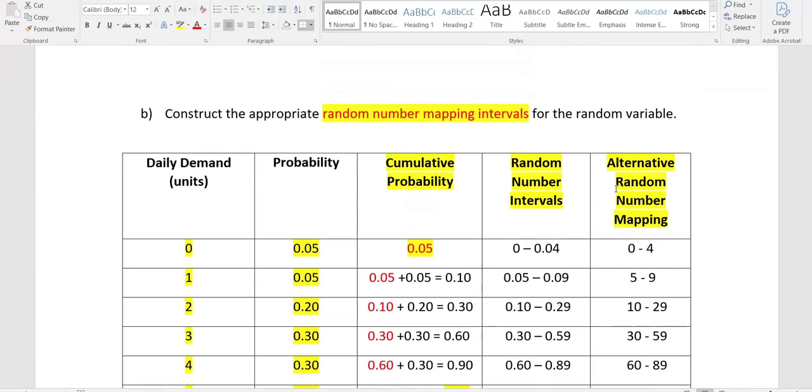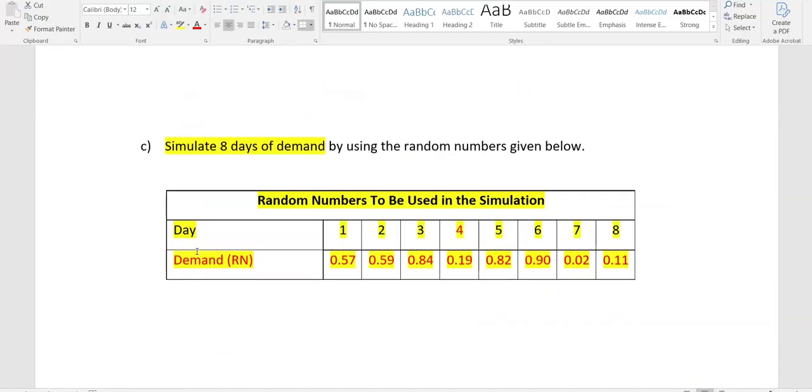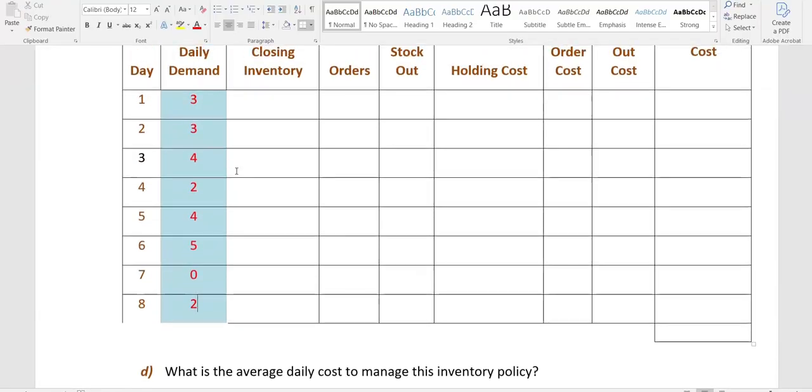Go up to the random number intervals and look for 11. Which interval will it fall in? Between 10 and 29, or 0.1 and 0.29, which has a daily demand of 2. So we insert the 2 here. And that's our prediction for the next 8 days. That's the Monte Carlo simulation.